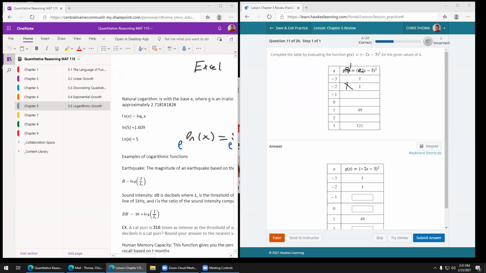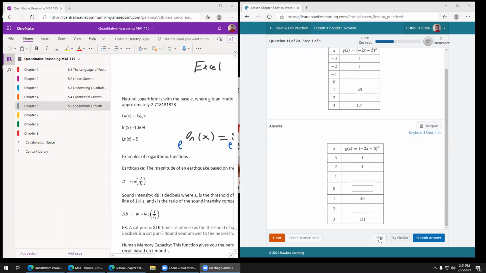Again, this one's just complete the table. So you see they've done some of them for you. So just put -1 in, 0. You can solve this one. So it's complete the table. Again, make sure you're careful how you put things into your calculator.